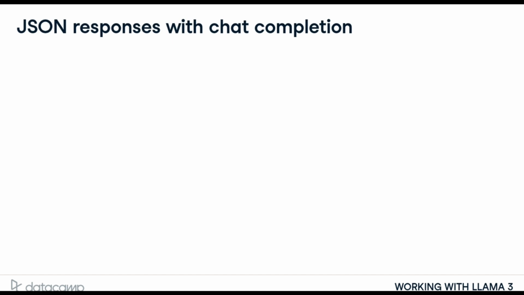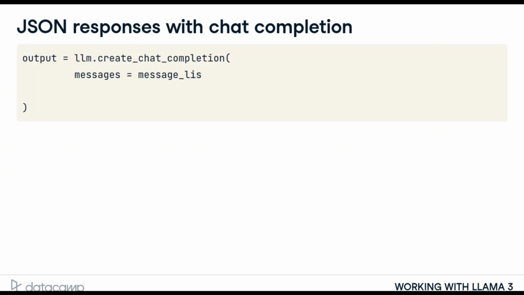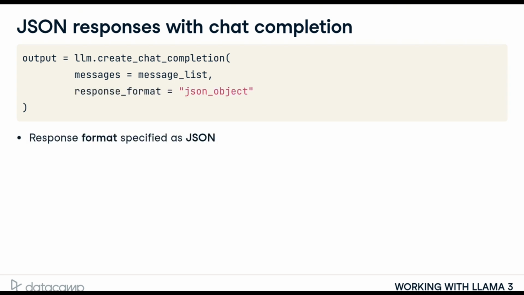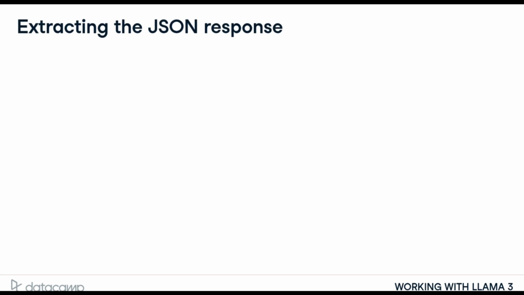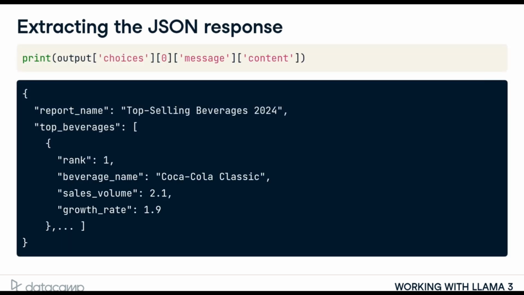Once we have set up our messages list, we call create chat completion, passing in the messages. We set one more key parameter here, the response format, that we specify as JSON object. This ensures that Llama generates a structured JSON response rather than free-flowing text. The model now returns a well-organized JSON object, making it easy, for example, to integrate the data into an automated reporting system.